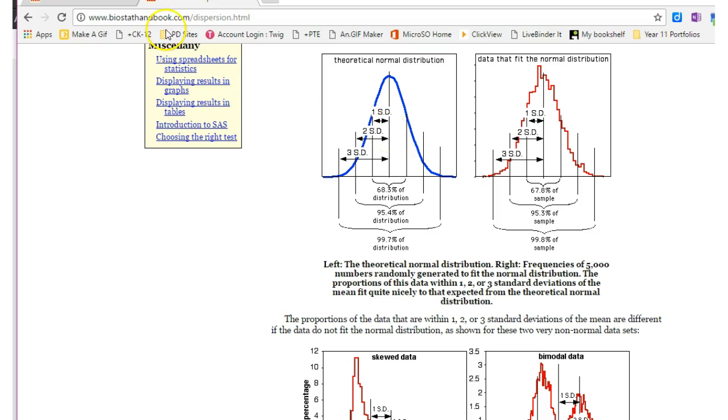Now this is a link to the BIAL handbook that I have in your OneNotes, and they've got some fantastic in-depth analysis on how to do data and statistics in biology. So if you're interested in this, or if you ever need to do this at university, I highly suggest you go to this website.